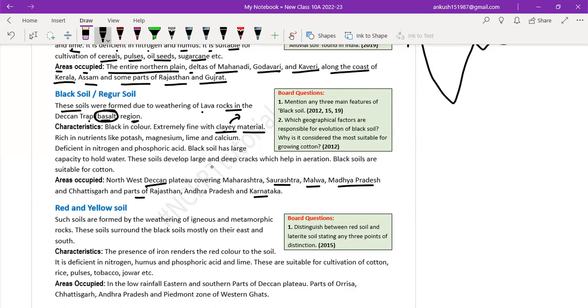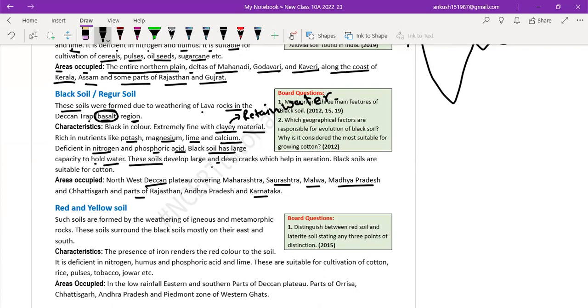Whenever you see somewhere clay, in the sense it may retain water, no doubt there. Rich in nutrients like potash, magnesium, lime, calcium. Deficient in nitrogen. Deficient means it has a very small proportion of nitrogen and phosphoric acid. Black soil has a large capacity to hold water. See, I just told you some time before.